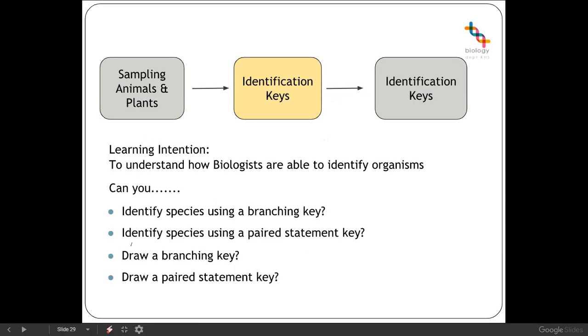So I hope by now you have been able to identify your species using branching and paired statement keys, and that you've been able to draw a branching or a paired statement key. Now, drawing them is a little bit more tricky, so if you've not quite grasped that, don't worry about it just now. We will have a wee look at them again when I'm back in next week, after we've had a chance to get out and do our sampling.